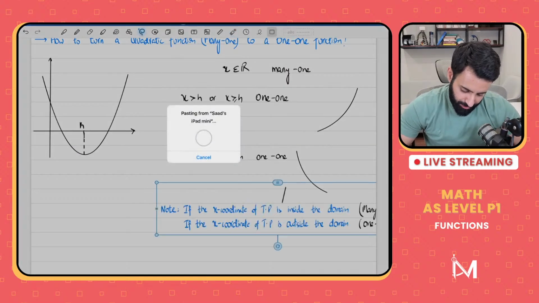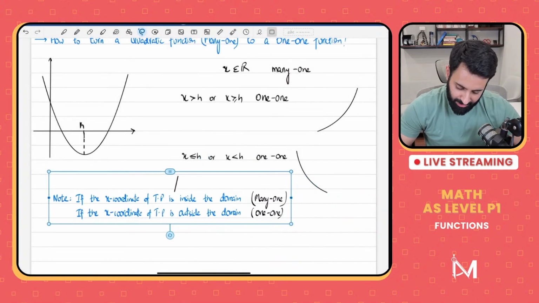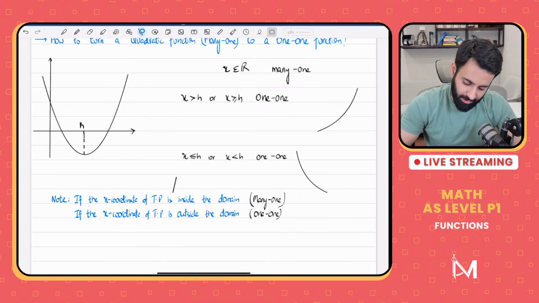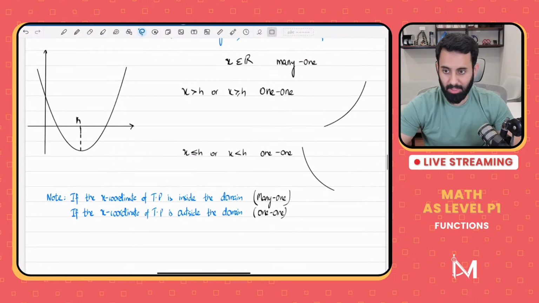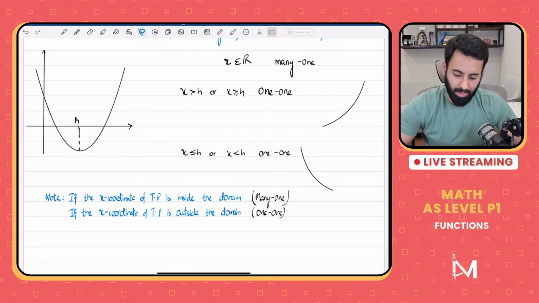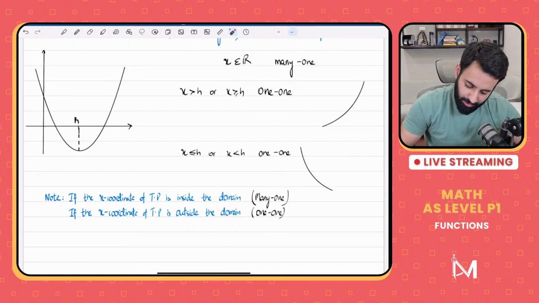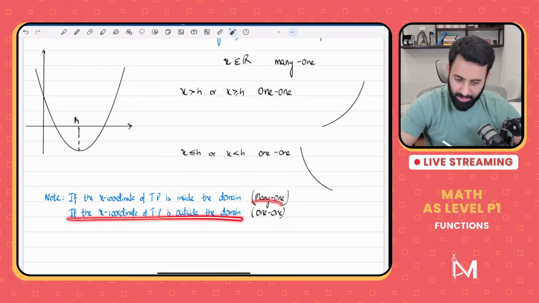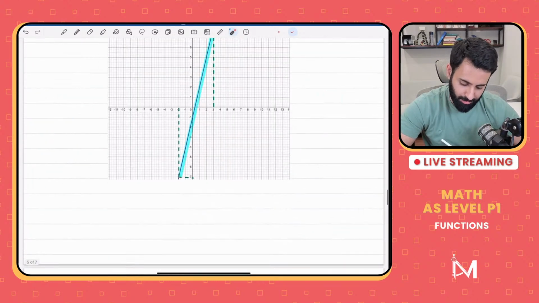if the x coordinate of the turning point is inside the domain, then the function is a many-to-one function. I'll repeat: if the x coordinate of the turning point is inside the domain, then it's a many-to-one function. If the x coordinate of the turning point is outside the domain, that means it's a one-to-one function. I'll explain this again.